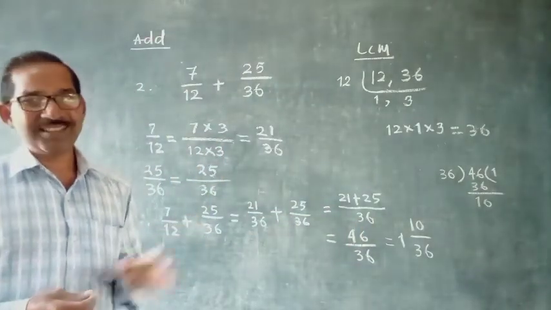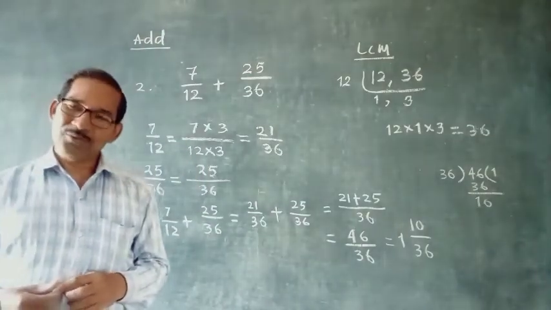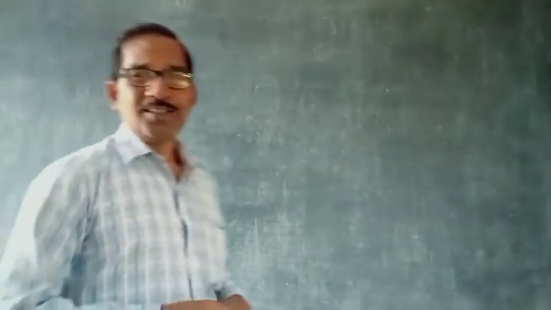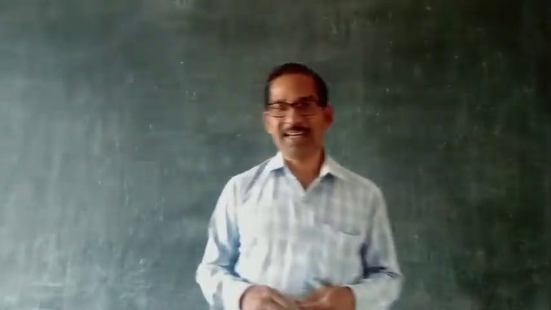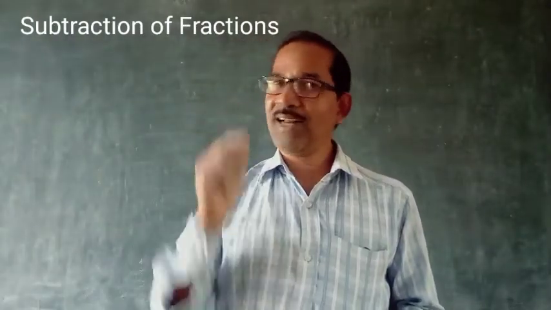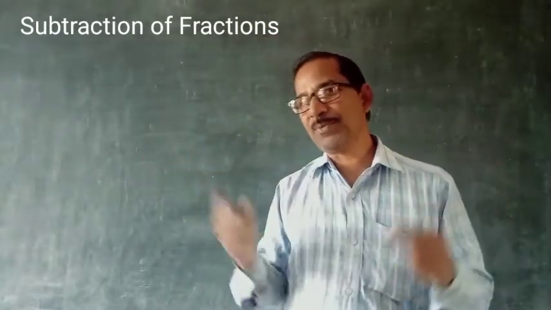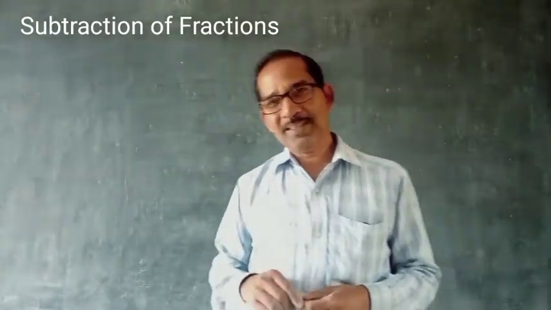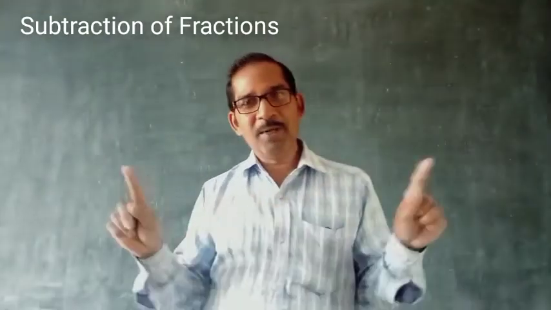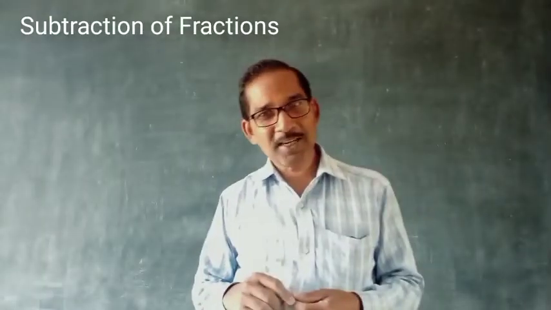Clear? So it is all about the addition of two fractions or more fractions. Clear? Now children, we see how to subtract two fractions. Right? How to subtract? The exactly the same process. We have to make the common denominator. If common denominator is there, then it is simply the numerators are subtracted.